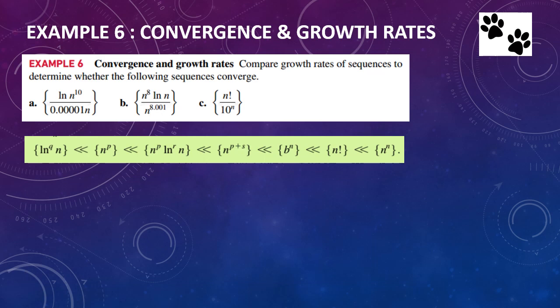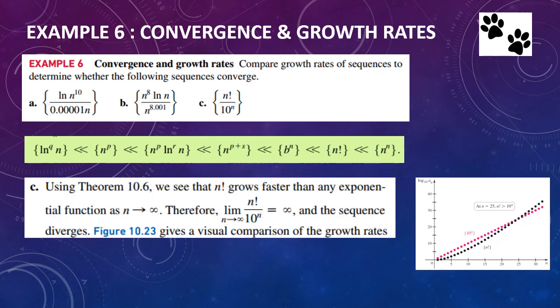We have n factorial, which is here far to the right, and then we have 10 to the power of n, which would be representative of b to the n. So it looks like the numerator is greater than the denominator. Since again the numerator is greater than the denominator, this should not converge but should diverge. Let's see what happens. Again, we can see that this is going to infinity, and the sequence diverges.